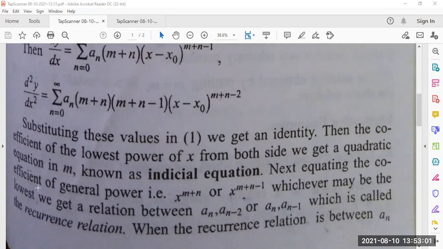Next, equating the coefficient of the general power, that is either x to the power m plus n or x to the power m plus n minus 1, whichever may be the lowest, we get a relation between n and n minus 2 or n and n minus 1, which is called the recurrence relation. When the recurrence relation is between n and n minus 1, then correspondingly we get all those things. But when the relation is between n and n minus 2, then one gap will be there. So we have to determine a1.